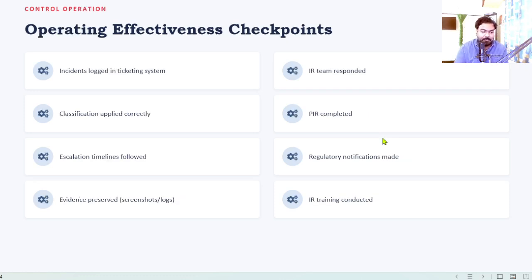Operating effectiveness checkpoints. Operating effectiveness is the opposite question. Forget what's on paper, did the control actually happen in practice? So now you're checking: were incidents actually logged in the ticketing system, was classification applied correctly in real cases, were escalation timelines actually followed, was evidence preserved, screenshots, logs, workflows? Did the IR team actually respond? Was the PIR actually completed? Were regulatory notifications actually made? And was IR training actually conducted? This is where most findings come from. By the way, the policy says one thing, reality says another.